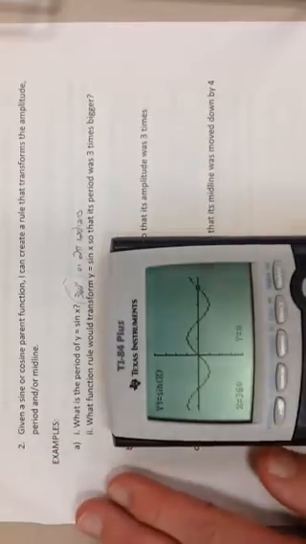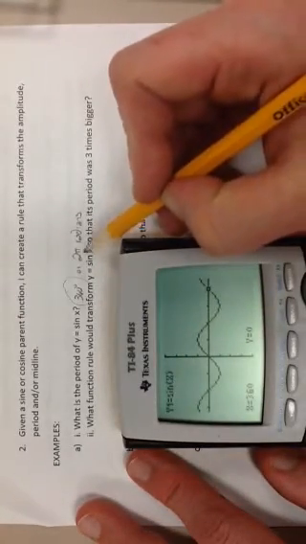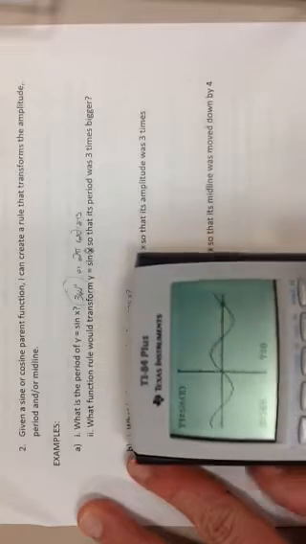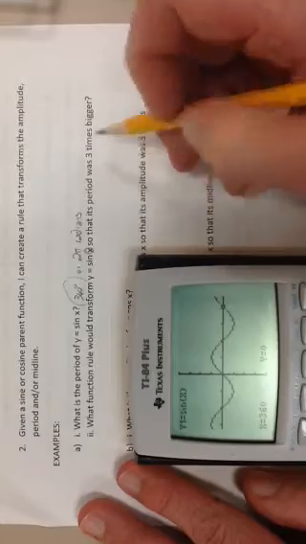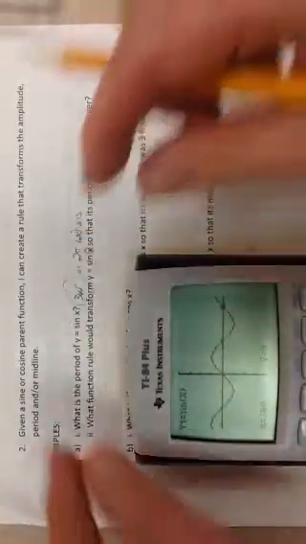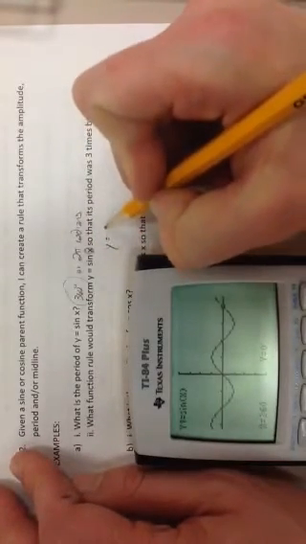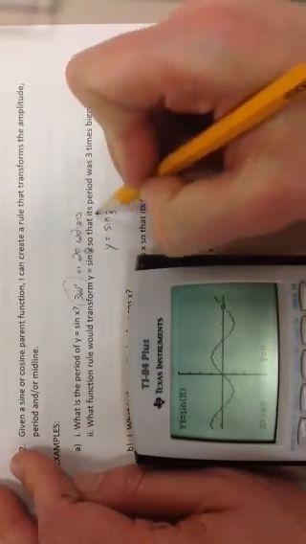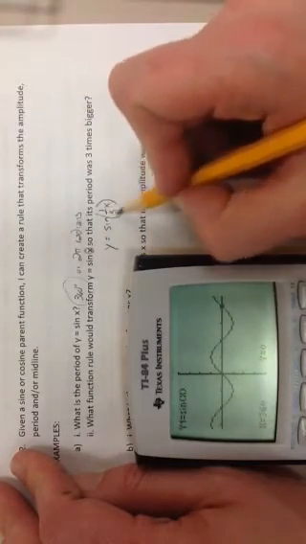Okay, now, what function rule would transform y equals sine x so that its period was 3 times bigger? Now, if you guys remember, it's multiplying inside the parentheses that changes it. If we want the period to widen, if we want it to stretch out, we actually need to multiply by a fraction. Y equals sine of 1/3 x, like that. Okay? So remember, multiplying inside the function will change the period. It will stretch the function out horizontally.